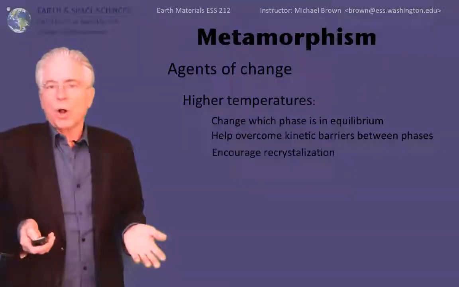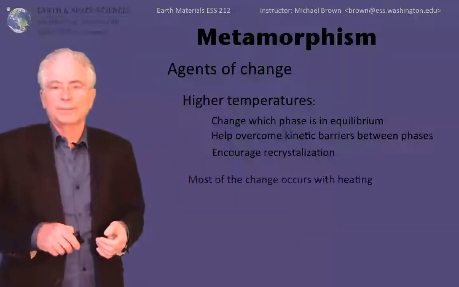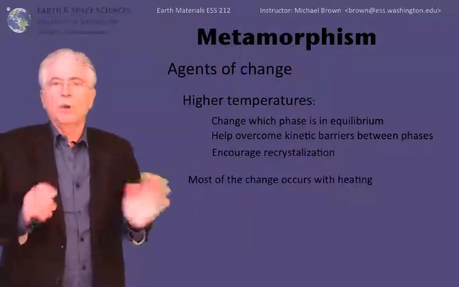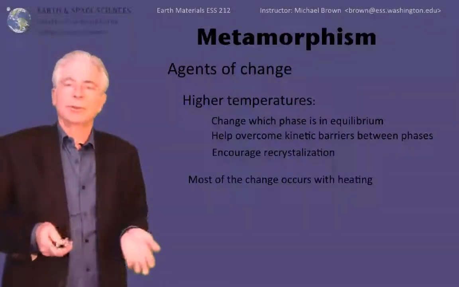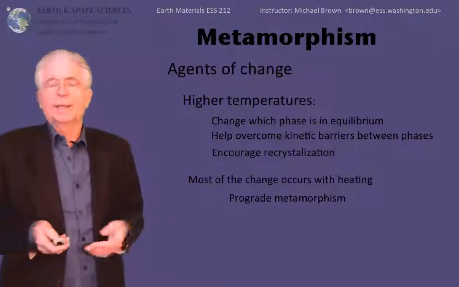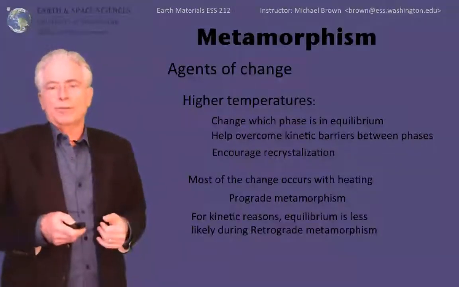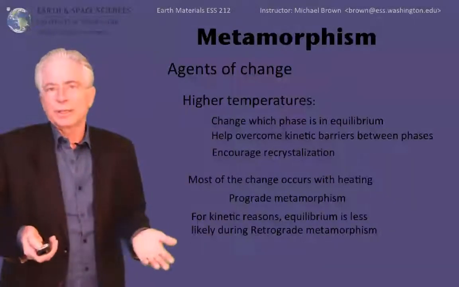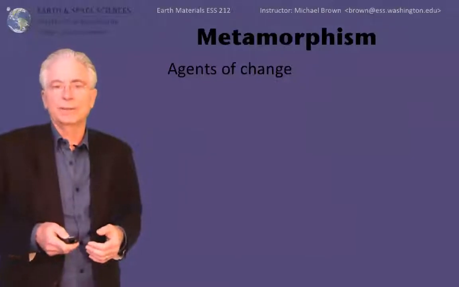And higher temperatures also encourage recrystallization of the rock. So most of the change in metamorphism occurs on increasing temperature, on heating. And why is that? Well, that's prograde metamorphism, but in retrograde metamorphism, dropping the temperature, then you have kinetic barriers that inhibit further change in the rock.